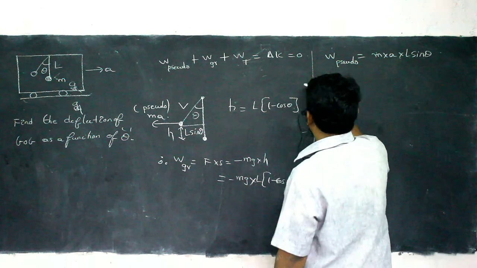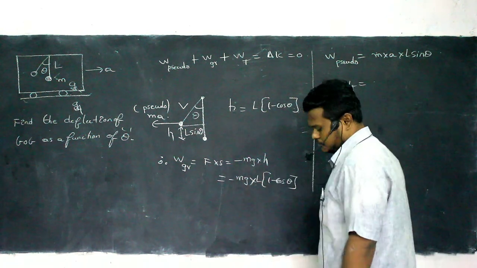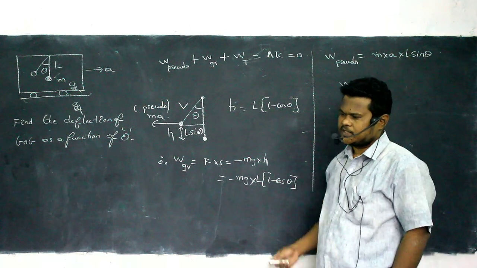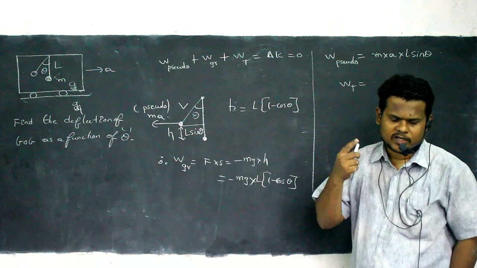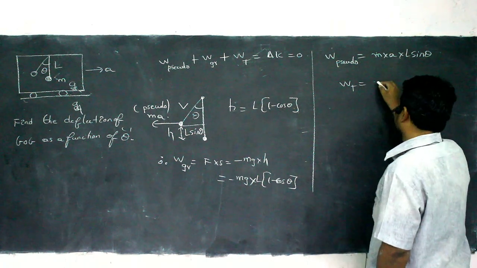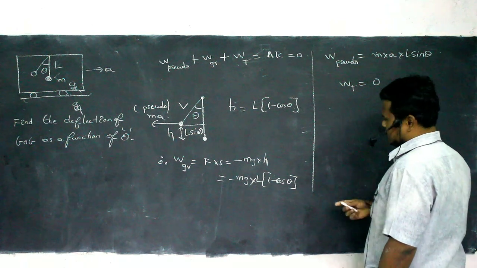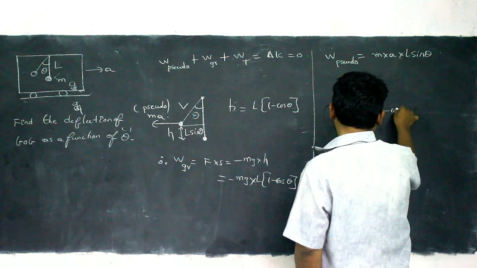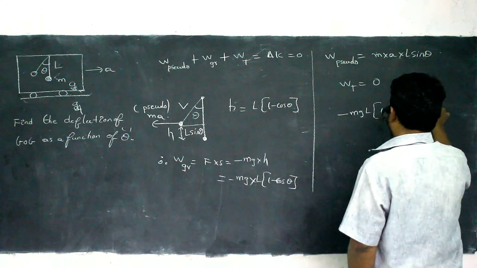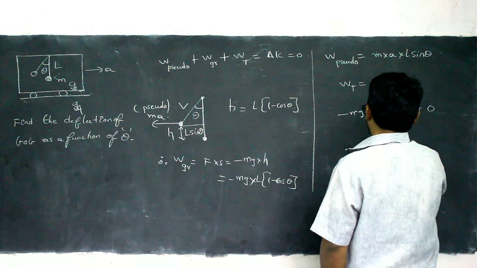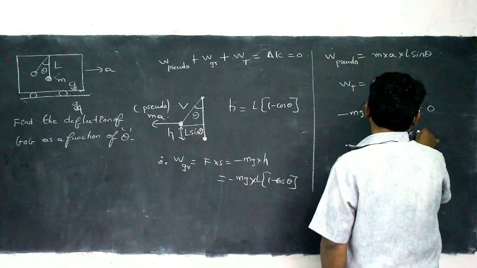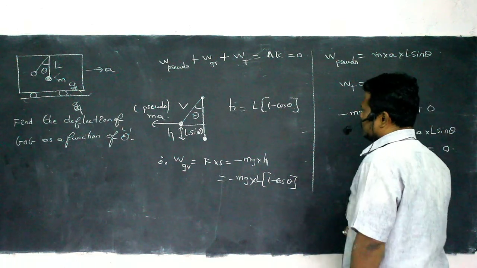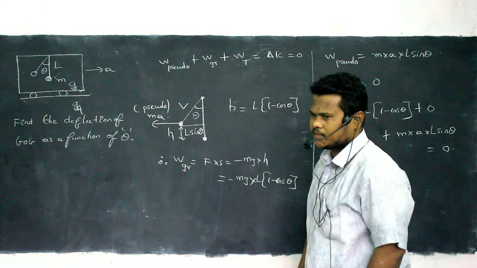Then can you say what is the work done due to tension? Zero. Why is the work done due to tension zero? It is a centripetal force, and a centripetal force can never do work on a body because it is at an angle of 90 degrees. So then just substitute: minus mgL into (1 minus cos theta) plus work done due to tension, which is zero, and work done due to pseudo force, which is m into a into L sin theta. Totally it should be equal to zero because change in kinetic energy is zero.